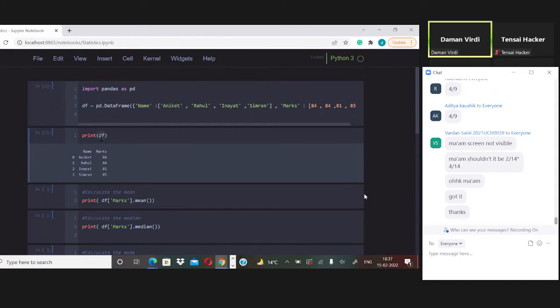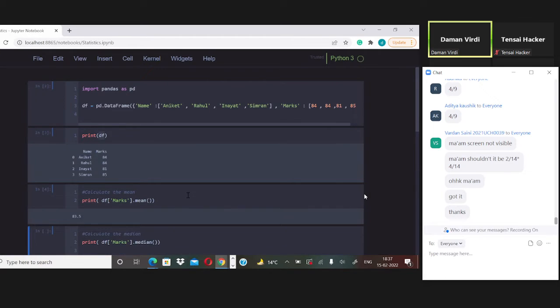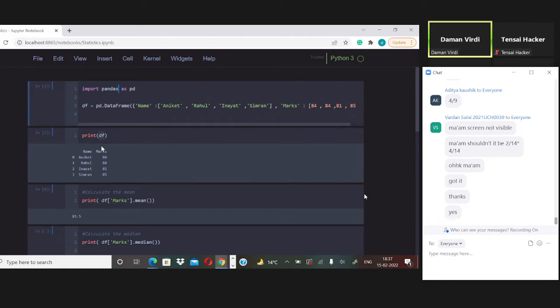Now from here, if you want to find the mean of this column, this column contains the marks, then there's a simple function: on that column, dot mean. It will give you the mean. Simple. How we are going to get the data frame, we'll see in the next class. From the data frame, df marks is going to give you this column. From this column, if you want to find the mean, you just need to write the dot mean function.